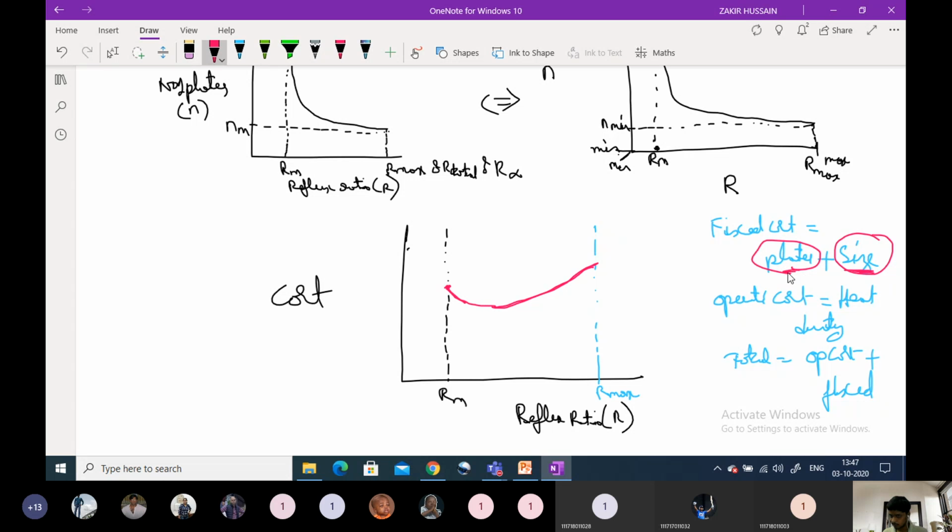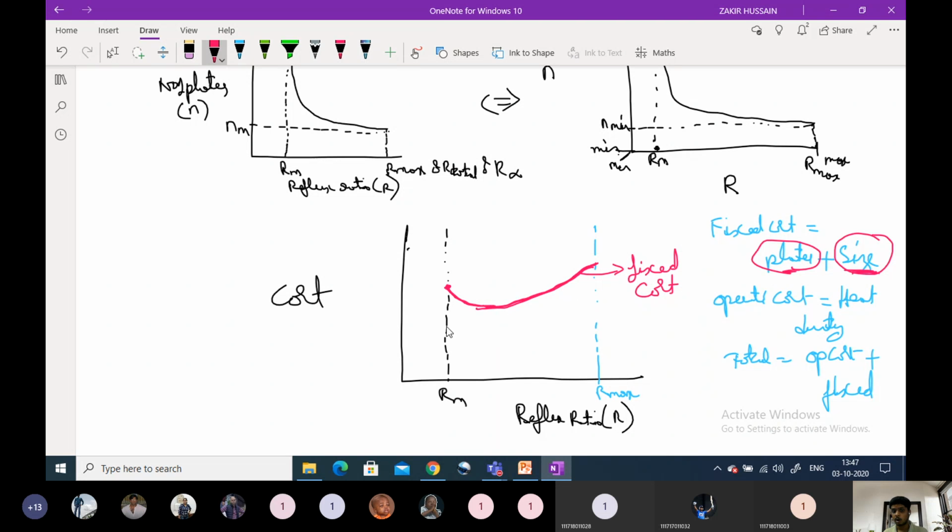Initially, because the number of plates is very high at minimum reflux ratio, the cost will be very high. The fixed cost will be very high. So this pink line is nothing but fixed cost. Because a very high amount of plates is required initially, the cost will be high at the minimum reflux ratio. As you increase the reflux ratio, the fixed cost will be lowered somewhat, and as some value is reached, it will go up once again, because the size of the reboiler, size of the column and size of the condenser is increasing. Because of that, it will pass through a minima.